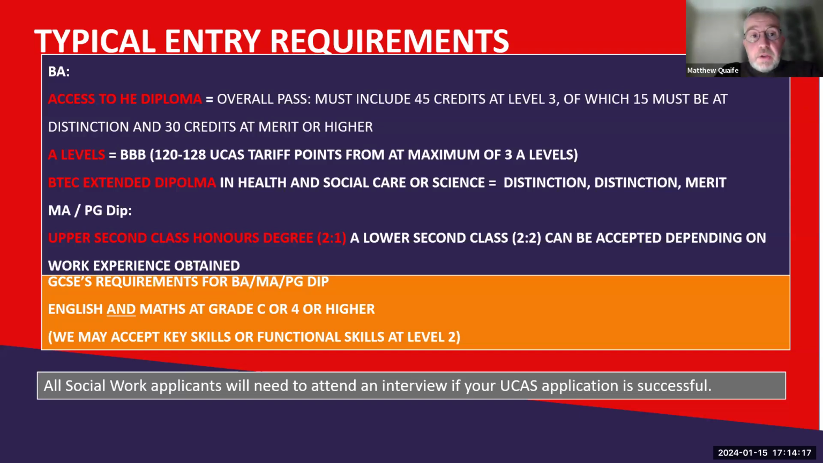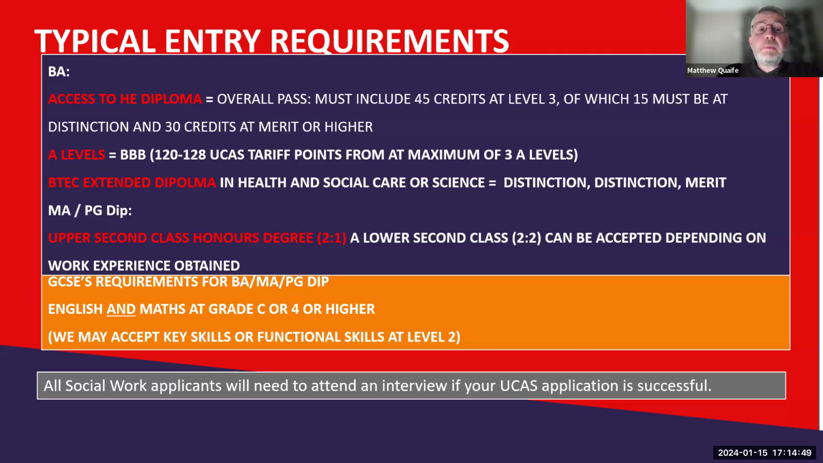So for the BA in social work, the 3-year program, you must have 3 A levels, so currently 120 to 128 UCAS tariff points. That's typically BBB. Instead of A levels, you might be studying a BTEC extended diploma in health and social care or science. And what you need to be achieving to be shortlisted is a DDM, so distinction, distinction, merit.